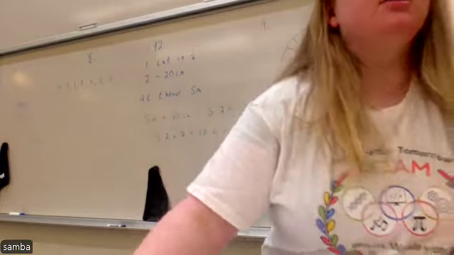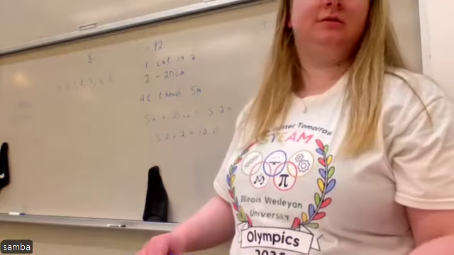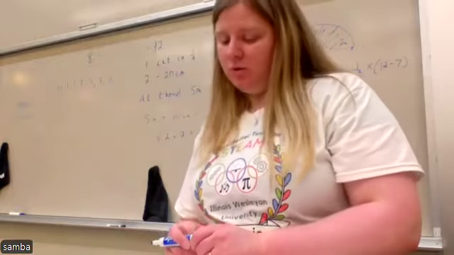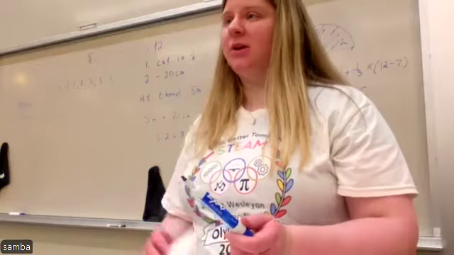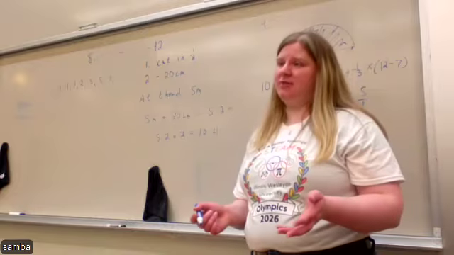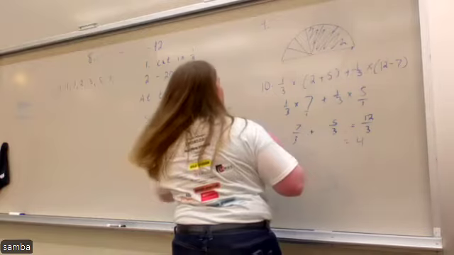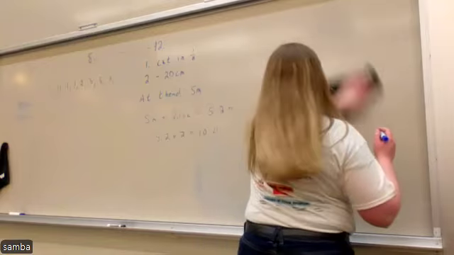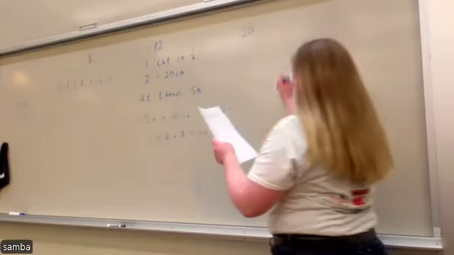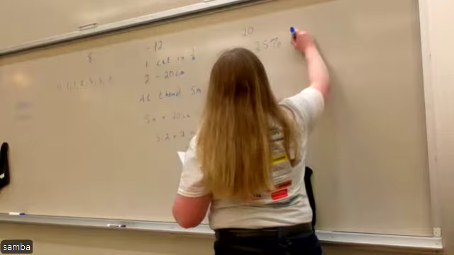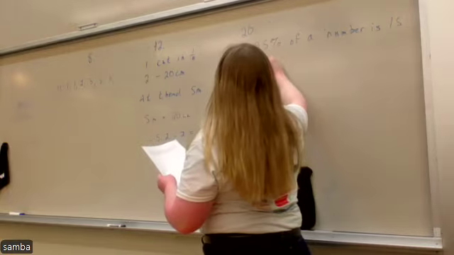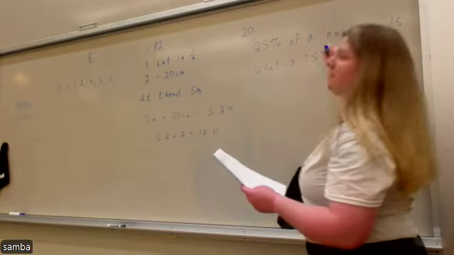The very last one, the absolutely last one? All right. 20 was probably one of the hardest ones. It was the very last one. So 20 is talking about percentages, right? So we want to look at this. It says 25% of a number is 15. And the question is, what is 75% of the number?